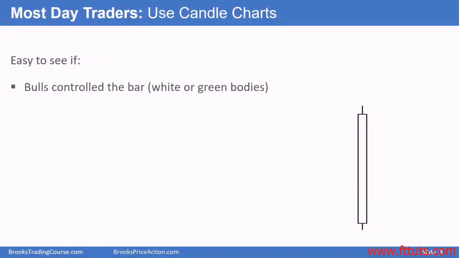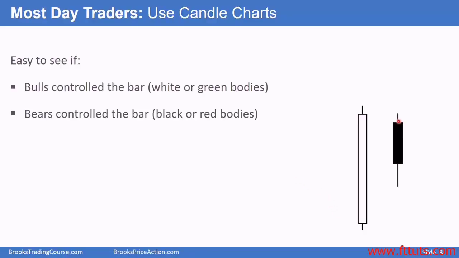What's nice about candlestick charts is you can quickly see who owns the bar. I could create bars using any colors. Typically, for a bull trend bar, a bar that opens on its low and closes on its high, I use white. Other people use green, but when I trade, I'm using white. This means that the bulls controlled the bar. The bar opened near its low and closed near its high.